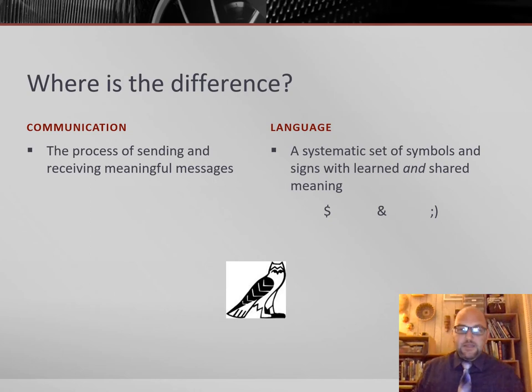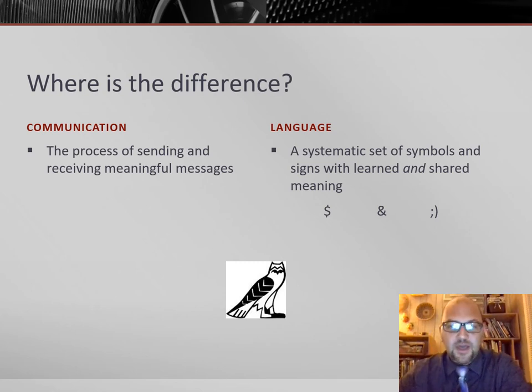The reality is that we respond to these messages, right? Language is a form of communication, okay? So language is a systematic set of symbols and signs with learned and shared meaning. And by symbols, I mean something very specific. A symbol is anything that stands for something else, but has no inherent meaning in and of itself.